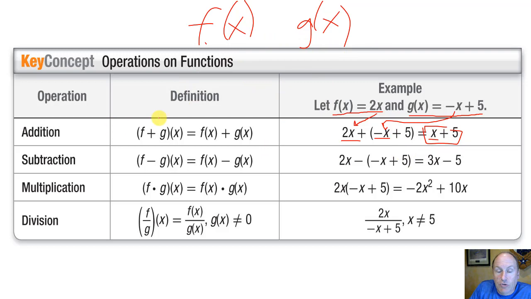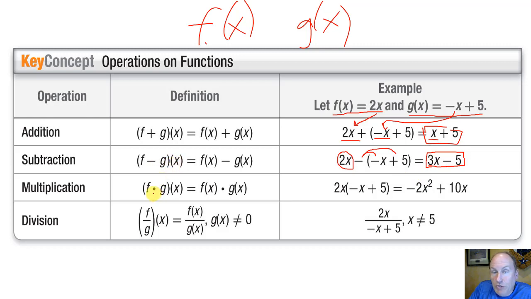Subtraction works in a similar way. f minus g of x is equal to f of x minus g of x. Using the same example, since f of x is 2x, f minus g of x is equal to 2x minus all of g of x, which is negative x plus 5. To combine them, I've got to distribute that negative 1 to both terms using the distributive property. And so I get 2x minus negative x, or 2x plus x, 3x minus 5. And so that's f minus g of x.